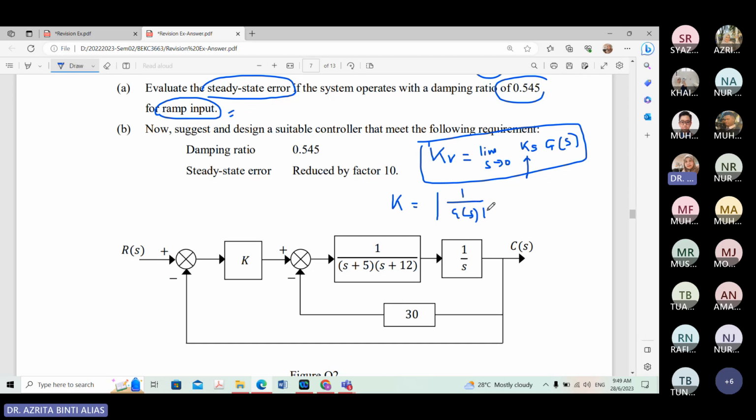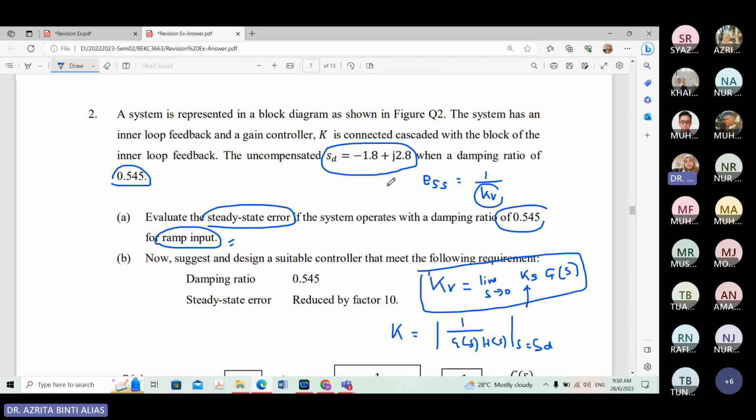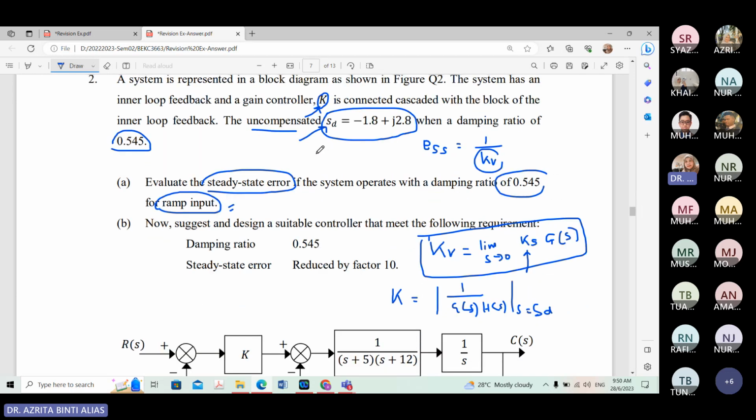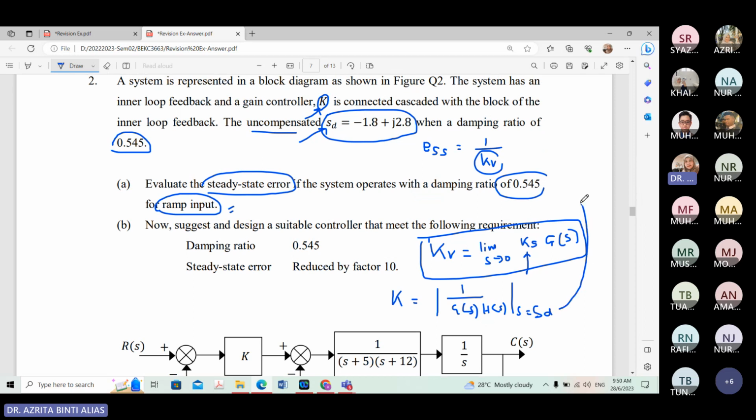1 over GS hash S, and we will replace S with the ST. So what is the value of ST that we need to use for this question? Since the statement here uses the K gain controller, and the information on ST uncompensated is given. Uncompensated always refers to the uncompensated system or the K gain controller. So here is the ST for the uncompensated or ST for the K gain controller. So we just use this value of ST to evaluate the K gain controller.